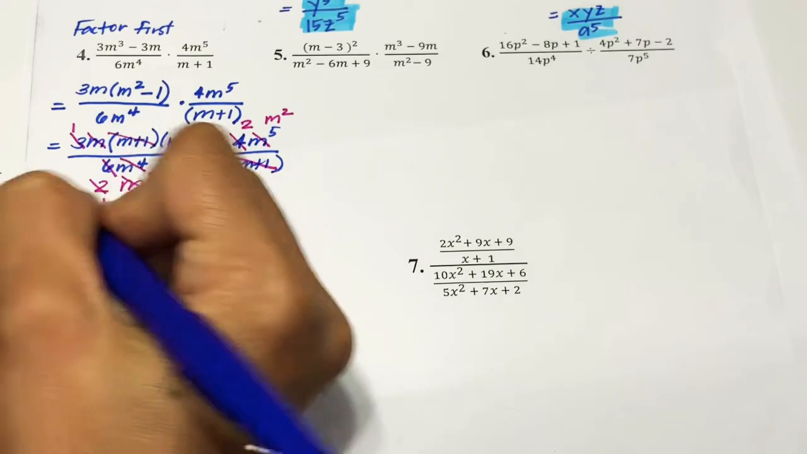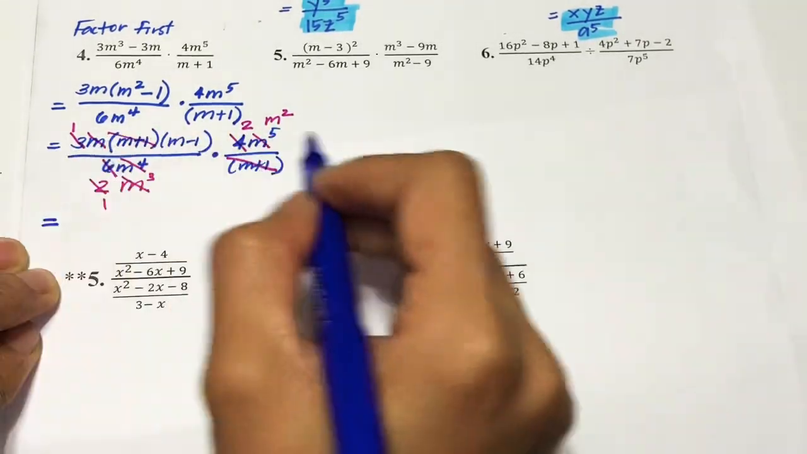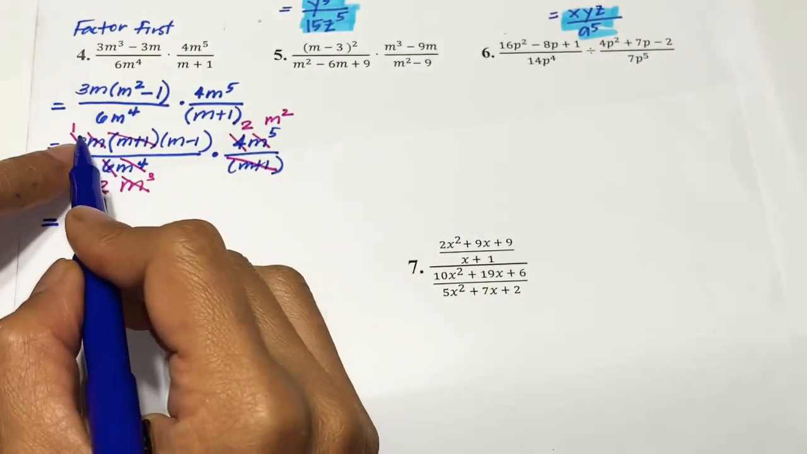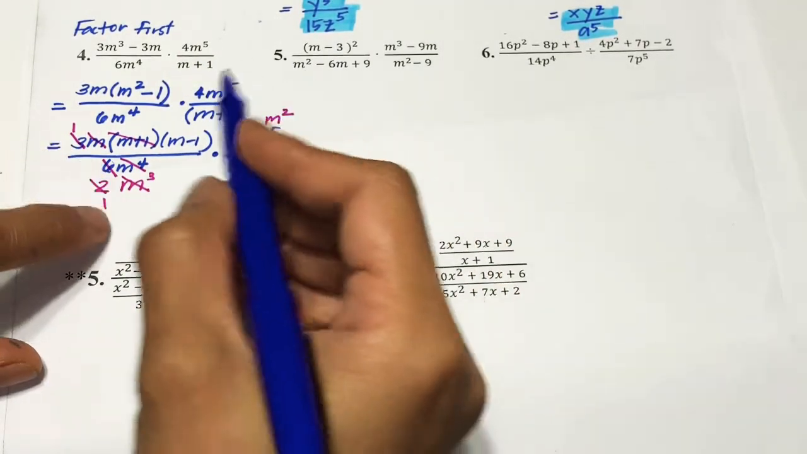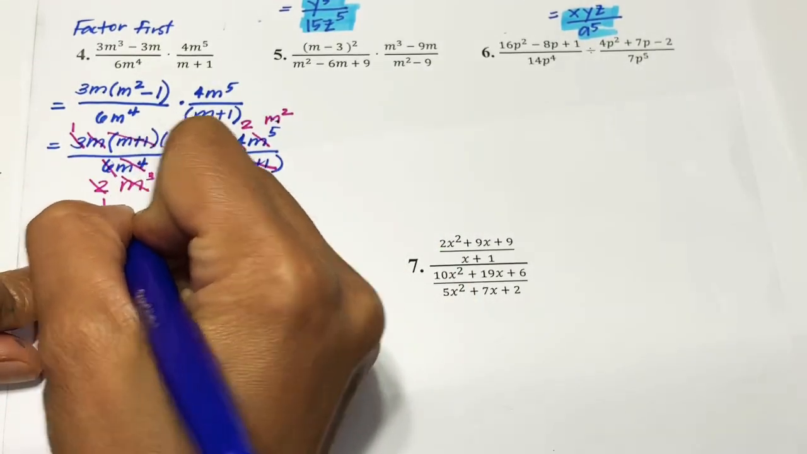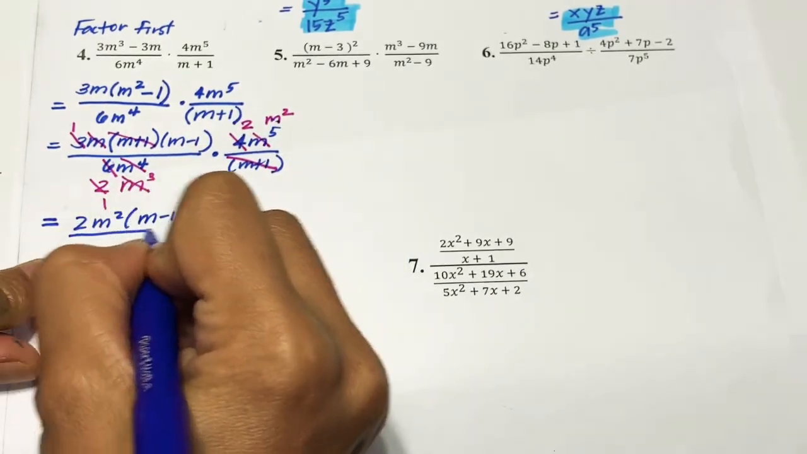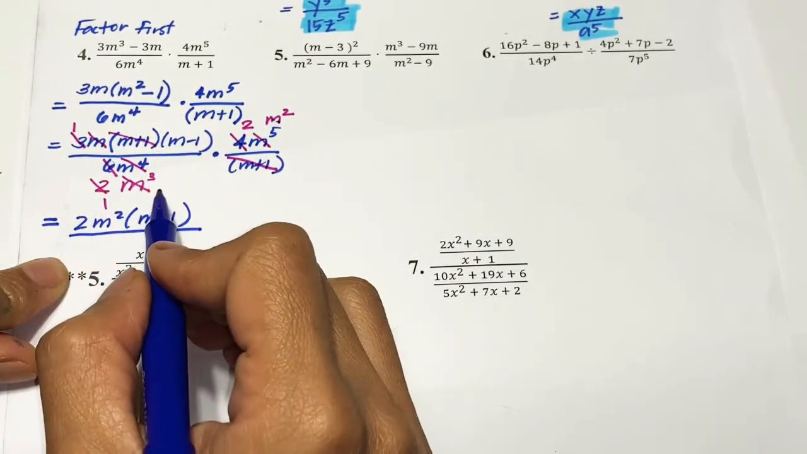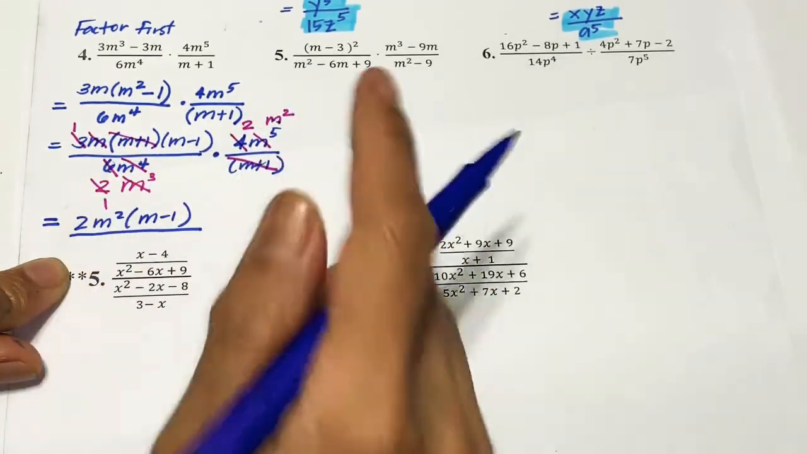So just to save space, I'm not going to rewrite it. I'm just going to go straight across, multiply straight across. So 1 times m minus 1 times 2m squared. Multiply the monomials first. That's 2m squared times m minus 1 over the denominator. They all cancel, cancel, cancel. So like that.